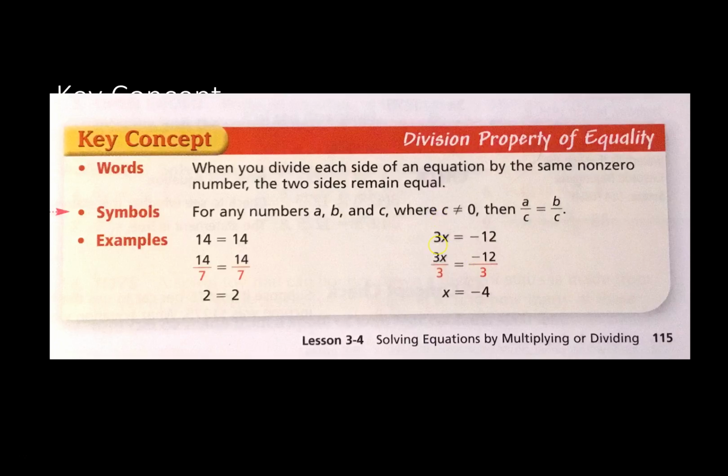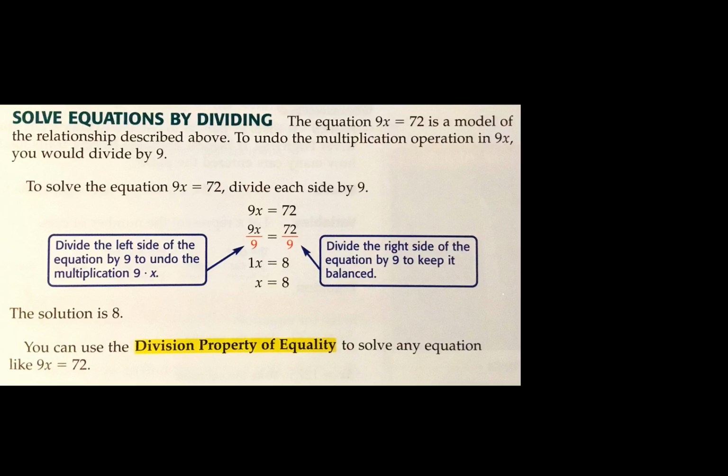Okay, to get x by itself, if these are multiplied, the inverse of multiplication is division. So we'll divide by 3, both sides. These two will cancel, and x will be by itself. That'll come out to negative 4. We'll get into this some more.